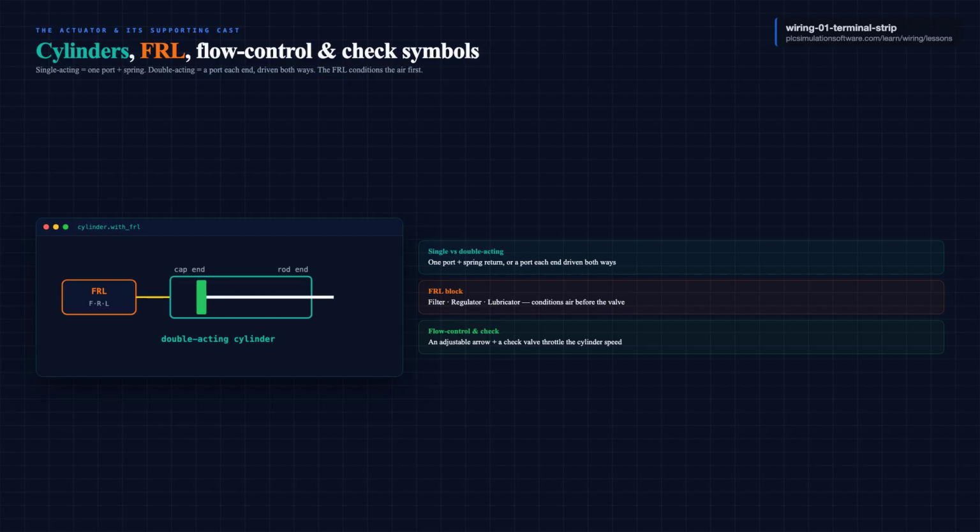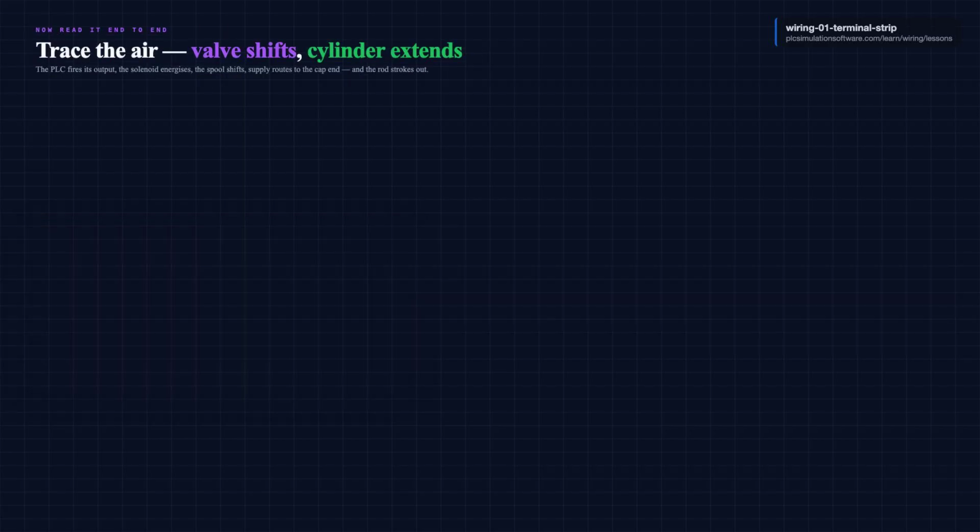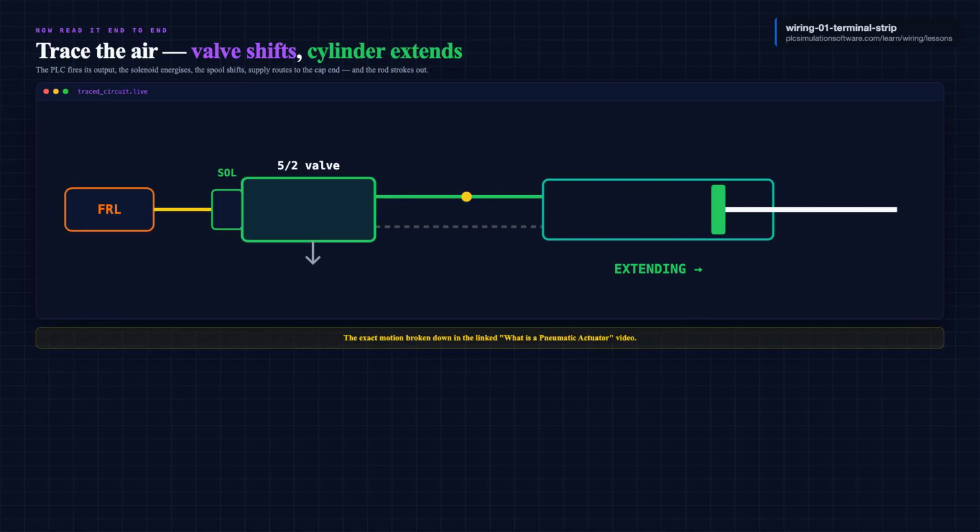Now let us put it together and read a simple circuit end to end. Air comes in through the FRL, conditioned and set to pressure. It reaches port 1 of the 5-2 valve. At rest, the spring holds the valve, so air goes to the rod end and the cylinder sits retracted. Then the PLC fires its output. The solenoid energizes. The spool shifts. Now supply routes to the cap end instead, and the other side opens to exhaust. The cylinder extends. Drop the output, the spring shifts it back, and it retracts. That is the whole story the schematic was telling you. And it is the exact motion I cover in the pneumatic actuator video, link below.